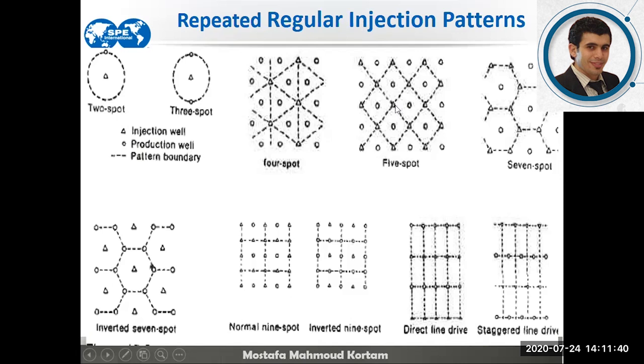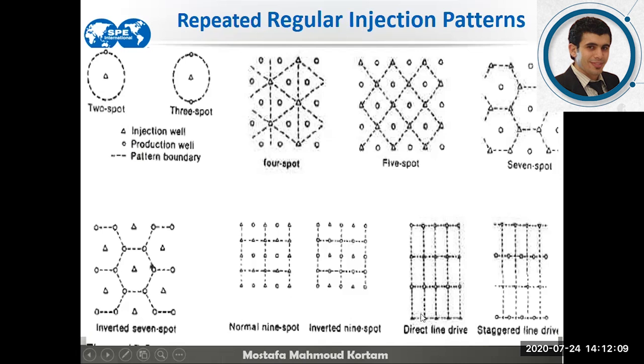The producer well is located in the center while the injectors are revolving and moving around the producer wells. The same here, for seven spot and inverted seven spot. There's some inversion from seven spot and five spot. And the nine spots have a normal and inverted as well, just replacing the injector by the producer arrangement.